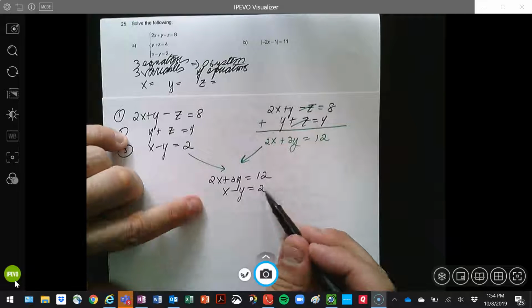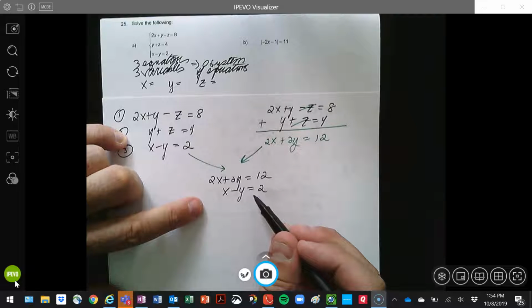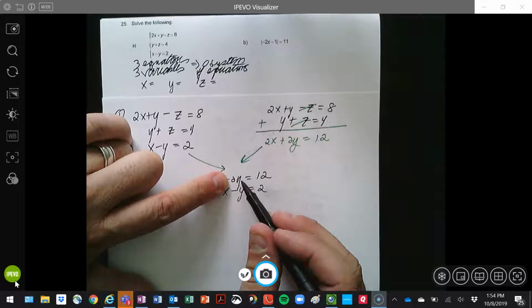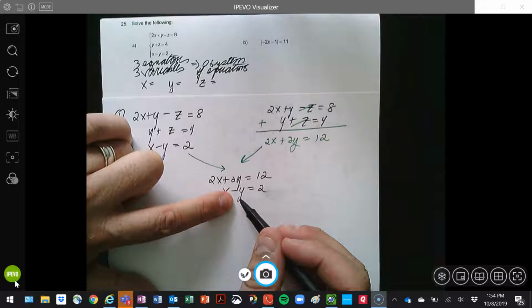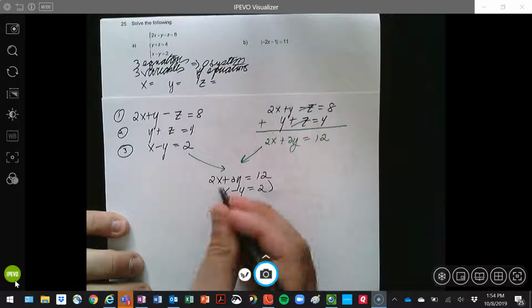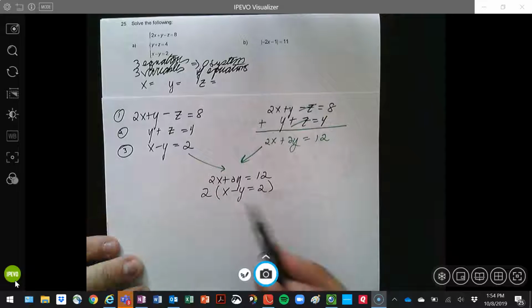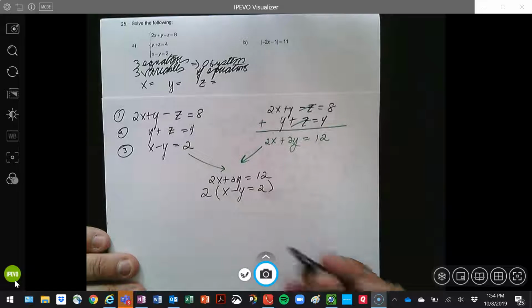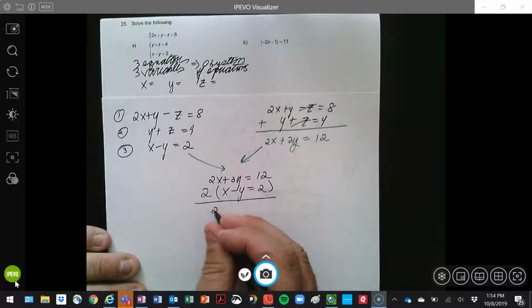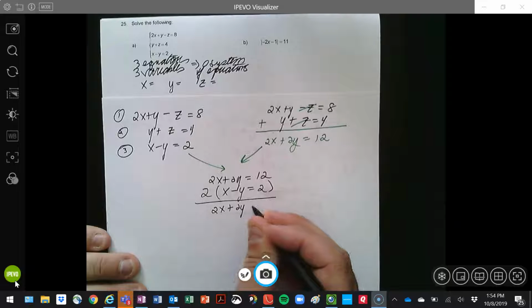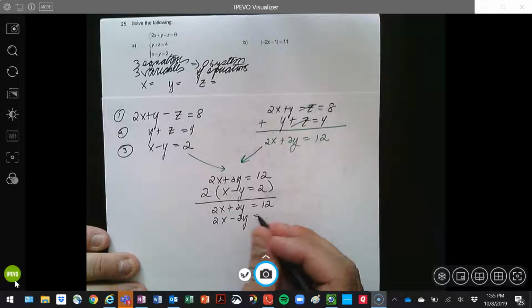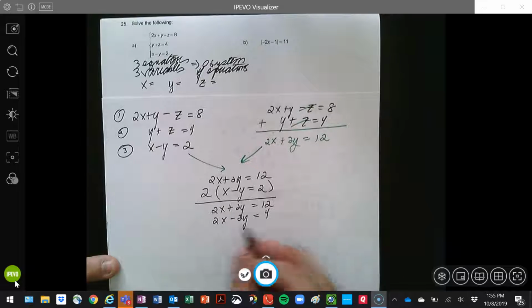Let's see, it's not going to be as easy as before where you just add them together and things cancel out. But I do see a positive 2y here. I see a negative y here. And one of the things that you're allowed to do with equations is multiply by a constant as long as you do it to both sides. And if you do that, you get the new equation. Here's the new one. 2x minus 2y is equal to 4.